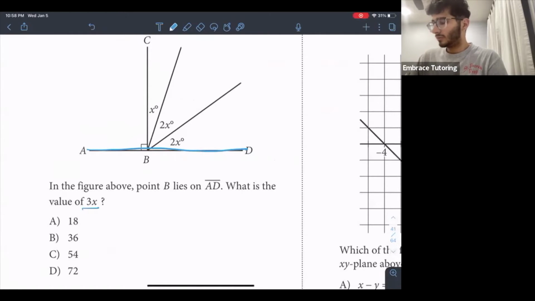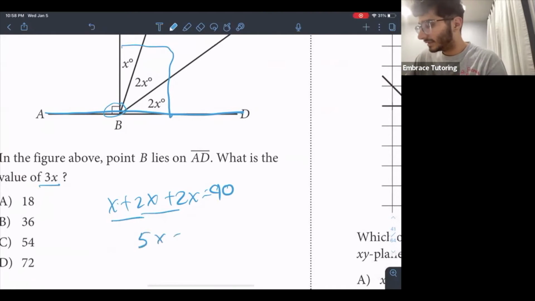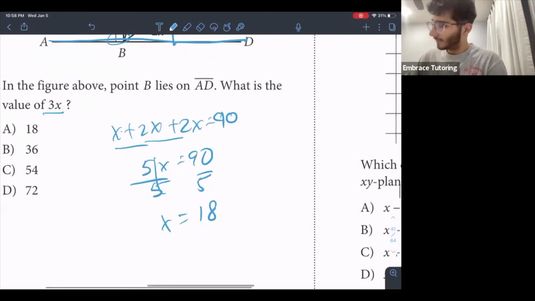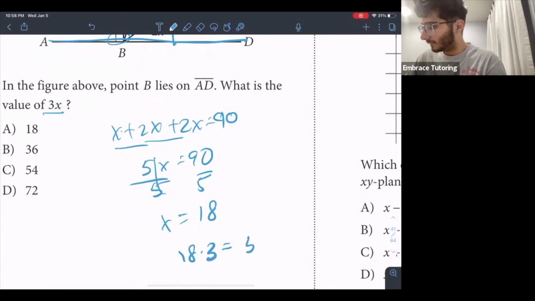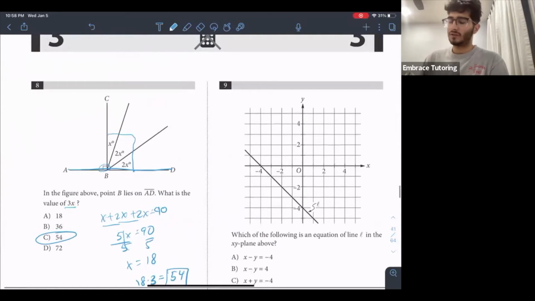And so the first thing I would do is to realize that this is a 90-degree angle, meaning that x plus 2x plus 2x will give you 90 degrees. This is the right angle. And so you solve for x, and then you find the value of 3x. So I would combine the like terms to get 5x is equal to 90, divided by 5 on both sides. x is equal to 18, and then 18 times 3 would be 54. That is your answer for question 8, choice C.